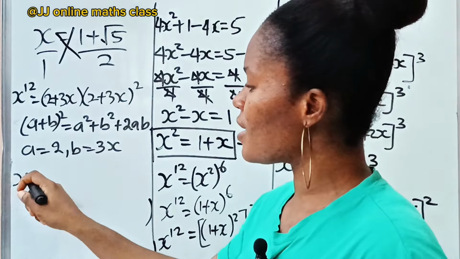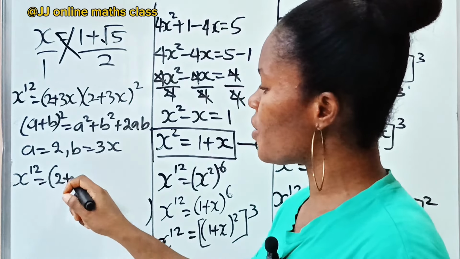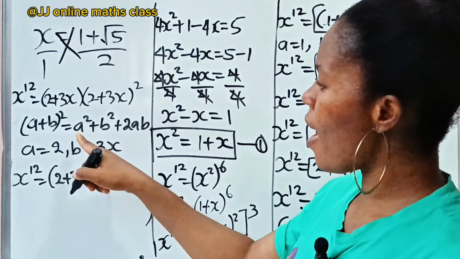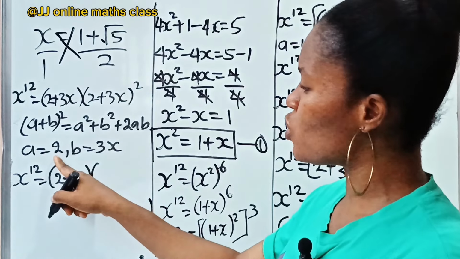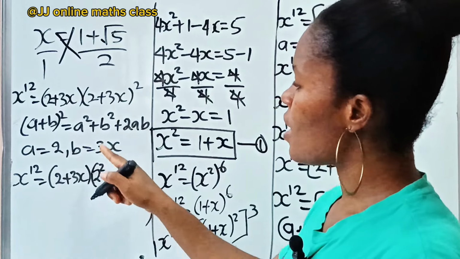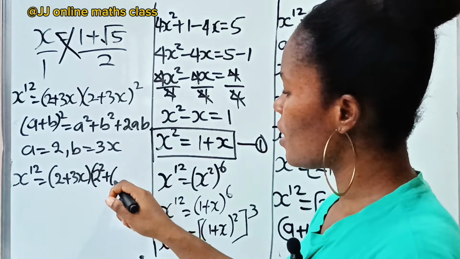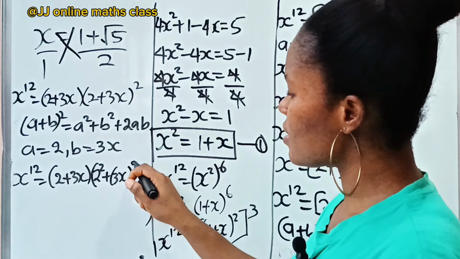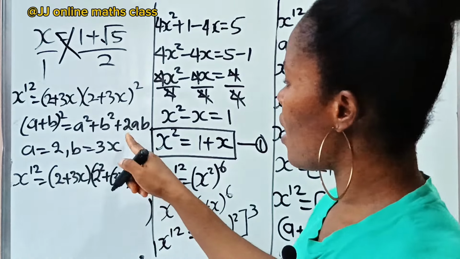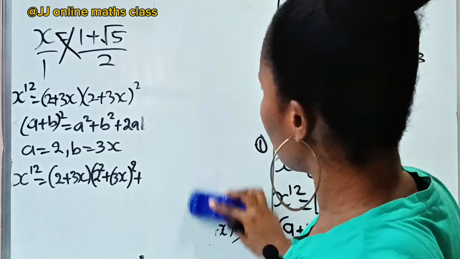So we're going to have that x to the power of 12 is equal to 2 plus 3x, into, now our a is what? 2, so it's going to be 2 squared, right? 2 squared plus our b is what? 3x, so it's going to be 3x squared, plus 2ab. Now what is our 2? Permit me to wipe this side as well.